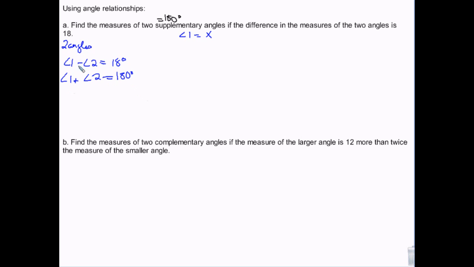Okay, angle 1 is going to equal angle 2 minus 18. Because there's a difference of 18. So if I take one of the angles and I subtract 18 from it, it's going to equal the other angle. Sorry. Did I do that wrong? Nope, I did that wrong. I wrote it down wrong.